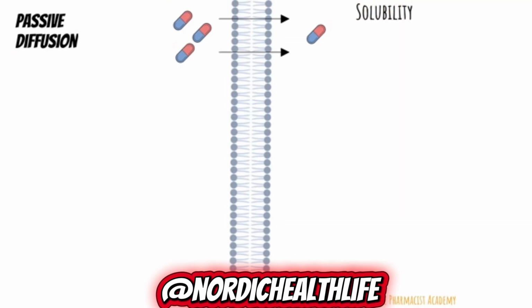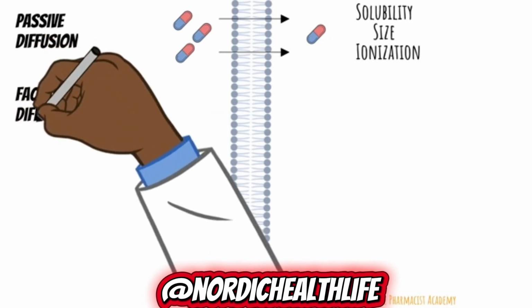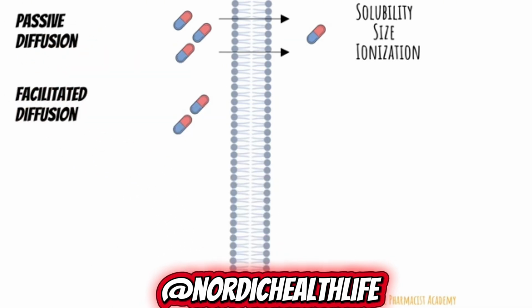Now, some properties of the drug can impact its ability to cross the membrane. The membrane is lipophilic, so drugs that are also lipophilic can cross easily. Smaller sized drugs can cross easily too. Also, drugs that have a charge have more difficulty crossing over because the charge makes it more hydrophilic instead of lipophilic.